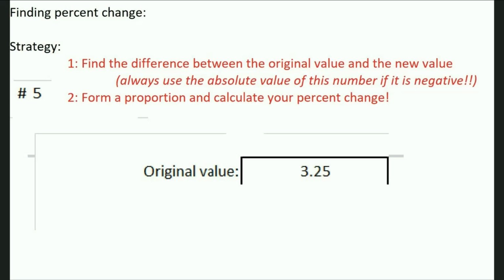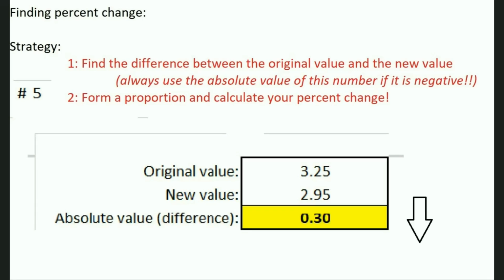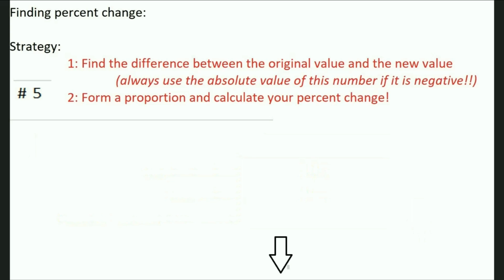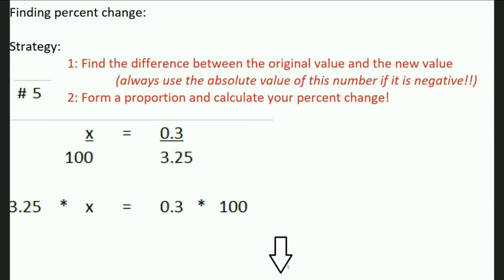This is number 5. Our original value is 3.25. The new value is 2.95. You all are already seeing that this is a decrease. The absolute value of that difference is 0.3. 3.25 minus 2.95 is 0.30. So let's set up the proportion. x over 100 equals 0.3 over 3.25. And we're talking about meters here.